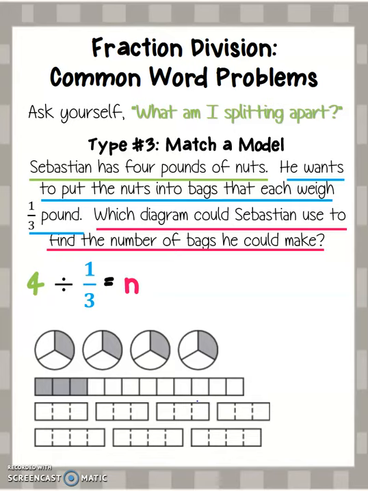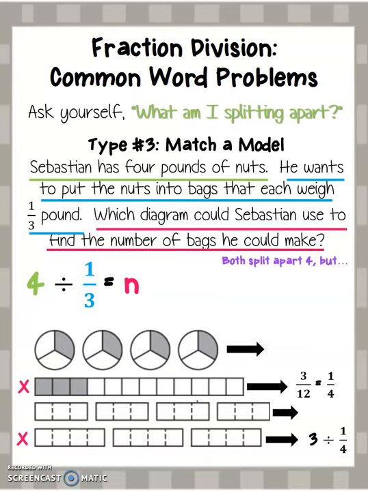Again, I would suggest crossing off anything that doesn't start by splitting apart 4 separate groups. This second model just shows that 3/12 is equal to 1/4. I don't have 4 separate rectangles here, so that's not my correct answer. Finally, this fourth model is getting a little closer, but this time we have 3 full groups that are split into fourths. That can't be my model because it's actually showing a different division sentence. Now, these next two both split apart 4. I'm starting with 4 distinct circles in my first model, and I have 4 separate rectangles in my third model.